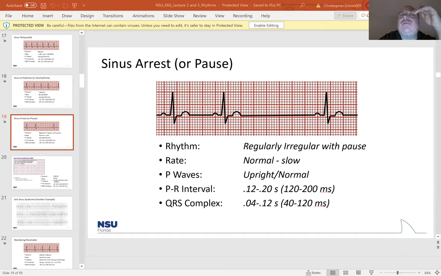So we just got to at least be familiar with that, especially moving on to the next module where we have to start talking about bundle branch blocks and axis and hypertrophy. We have to be familiar with 12 leads, right? At least what leads look at what part of the heart. So we'll talk about that today.